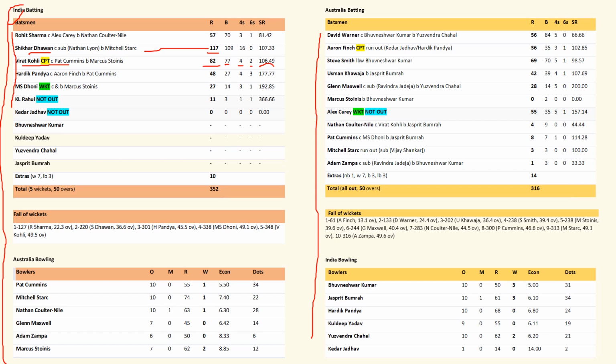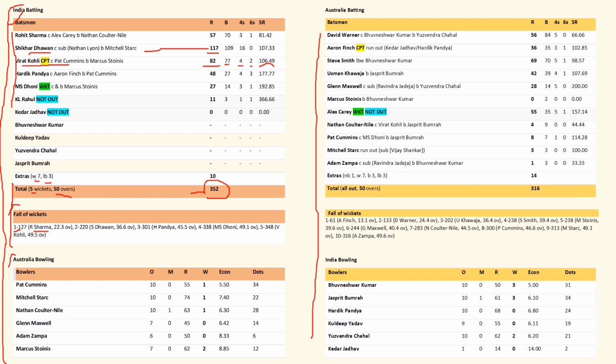The second part of the innings scoreboard is basically the total, which is 352 runs scored by India. Here they lost 5 wickets and within 50 overs they were able to score 352 runs. In 352 runs there were 7 wides, that is W, and there were 3 leg byes. The fall of wickets is shown in the next part. So the first wicket fell at a score of 127. It was Rohit Sharma who was out at the 22nd over and third ball.